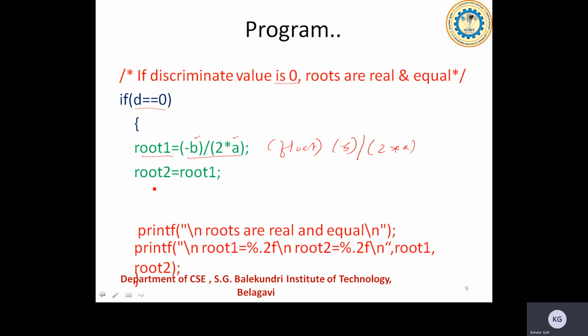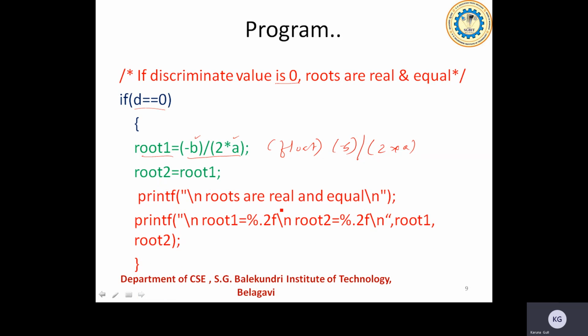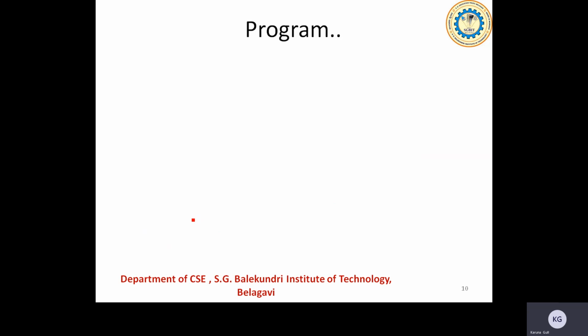So root 1 is placed inside root 2 there, and I am displaying the same thing. Roots are real and equal there, and I am displaying only 2 digits after the decimal point. This is my root 1 and this is my root 2. So that's why I am printing root 1 and root 2 in this case. So let's proceed with the next bit.